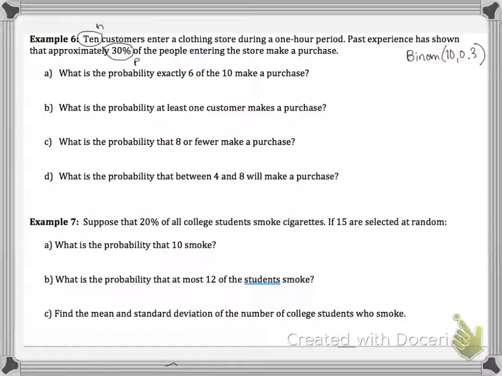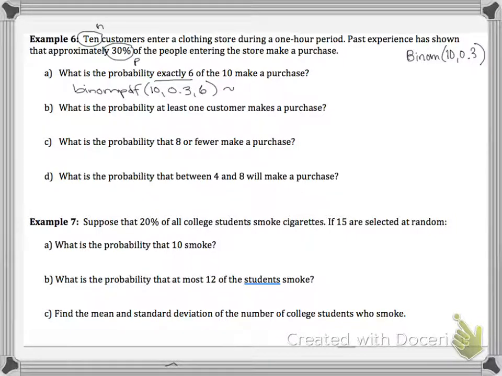So this is familiar language from the previous problem. Exactly 6 is still using the binomial PDF. So let's practice that. Binomial PDF. There are 10 people, 30% chance they'll make a purchase, and we want to know if exactly 6 of them will go ahead and do that. So we want to go right now to our calculator.